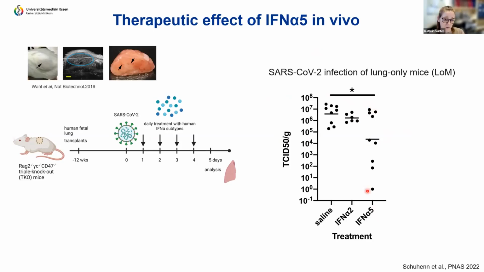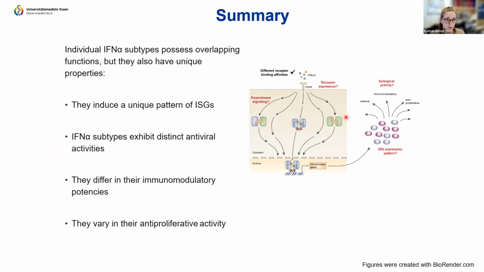You see that we do see significant downregulation here. These are 3 logs, so a factor of 1000 reduced when we treat the mouse with alpha-5, which was not the case when we treated mice with alpha-2. So coming to an end, I hope I could convince you that we have a lot of different interferon alpha subtypes, but there's also type 1 interferon. It's a very heterogeneous group. And all these different interferon alpha subtypes, they have, of course, similar or overlapping functions, but they also have unique properties.